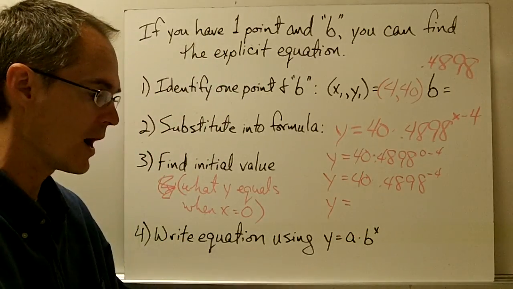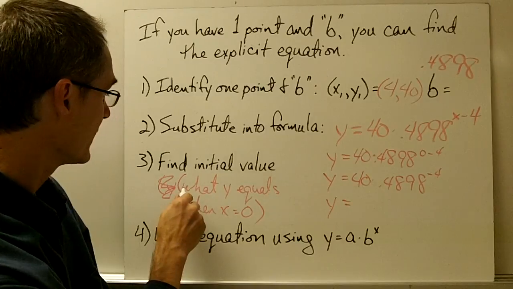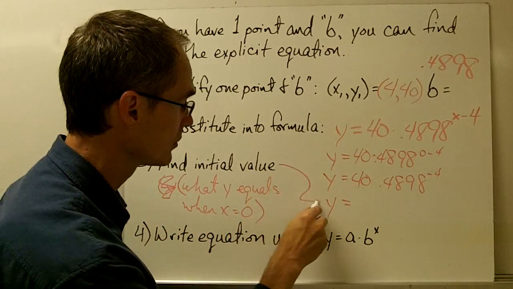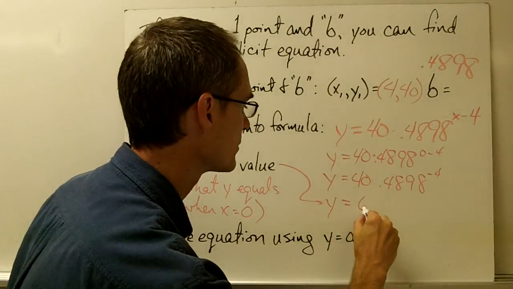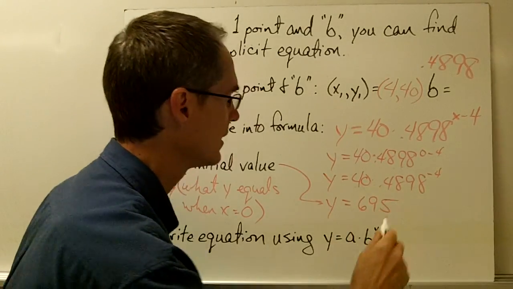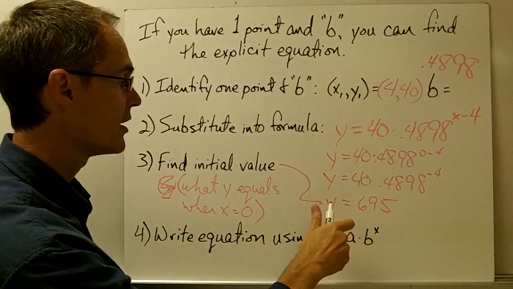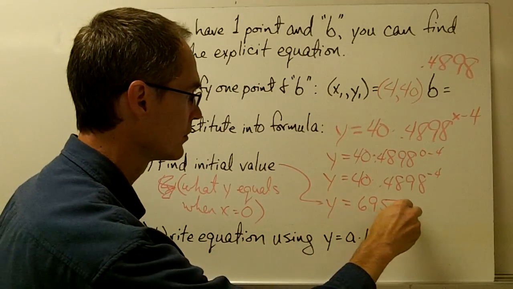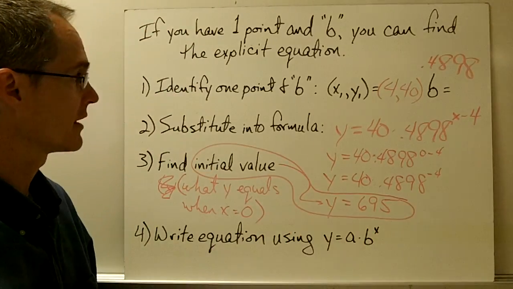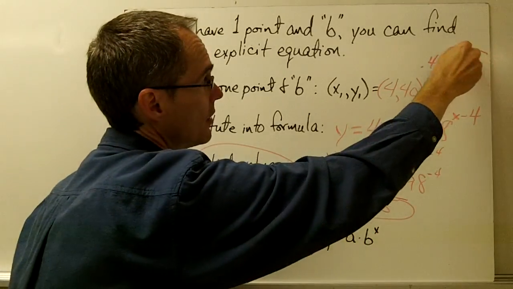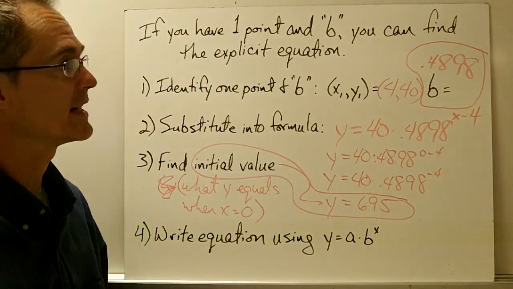And this I can just punch into my calculator to get this value for y, and I find out that y, that is my initial value, the value of y when x is 0, is going to be approximately 695. So now I know my initial value is 695. I also know the value of my common ratio, b, is 0.4898.